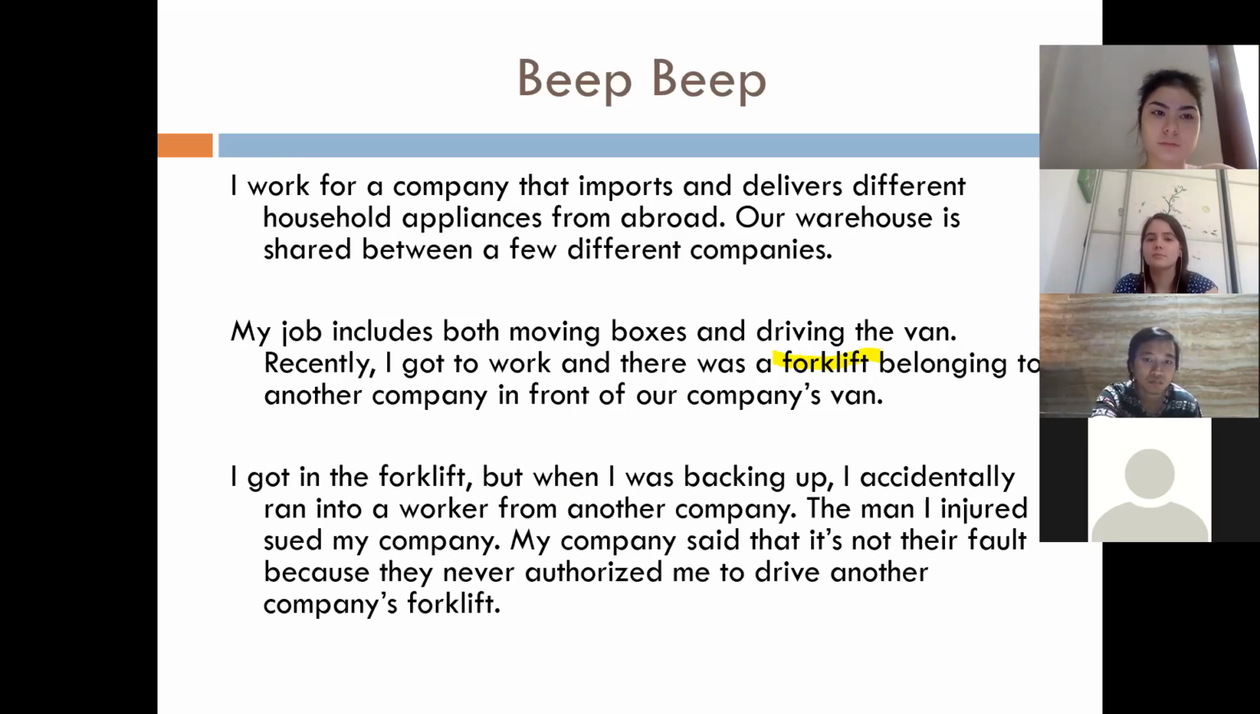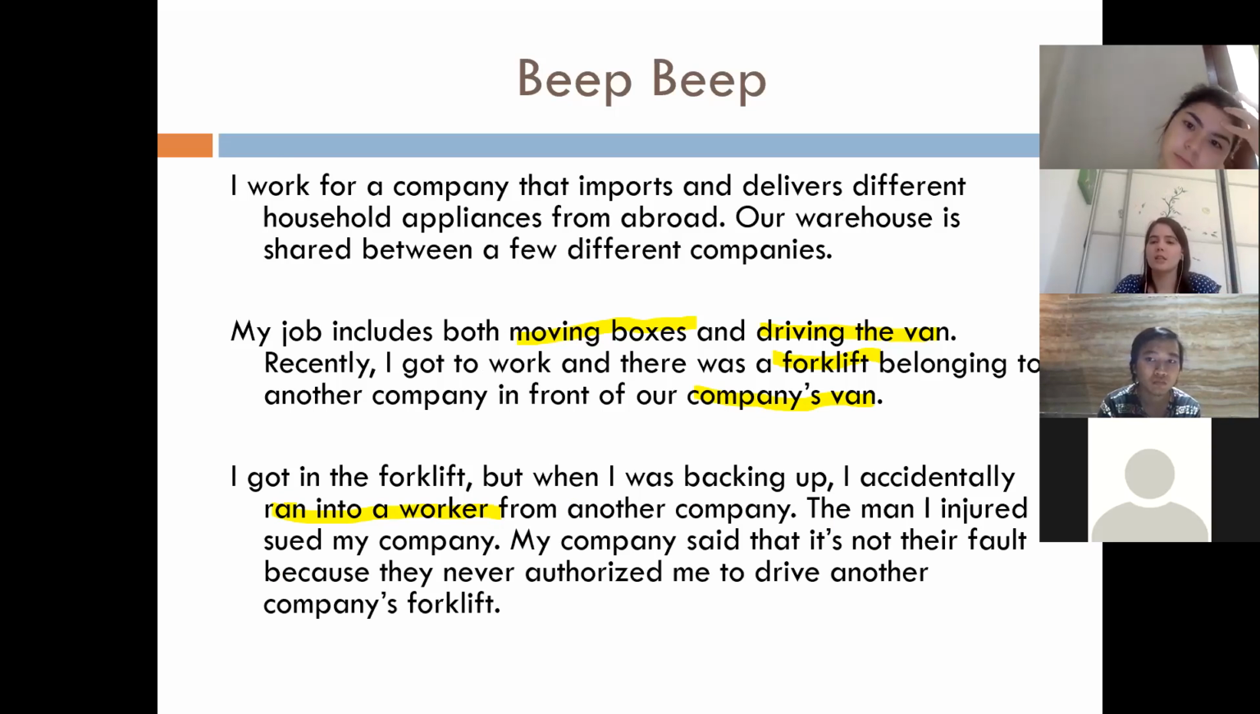Okay. So I get to work, Caitlin, and there's this forklift, and it's in front of our company's van. Now, my job is to drive the company's van, right? That's my job, moving boxes and driving the van. But I can't because there's a forklift in front of it. So, okay, I go with the forklift and I'm backing up and I accidentally run into a worker. And the worker sues my company. And the company says, listen, David is not authorized to drive a forklift. Is that correct?